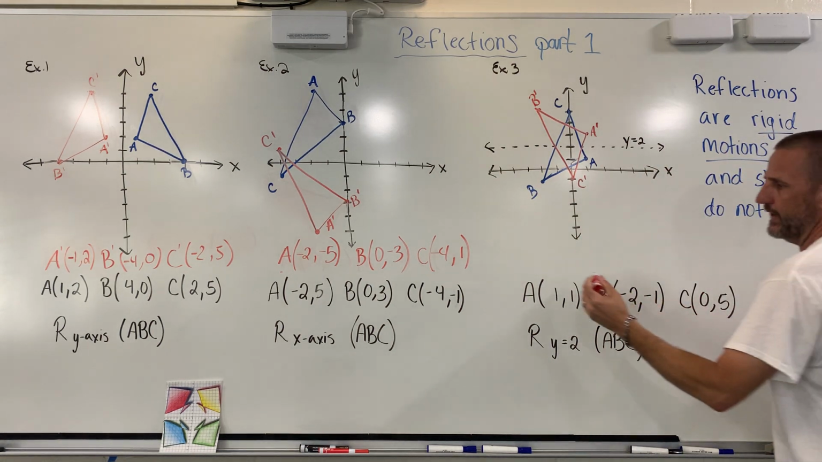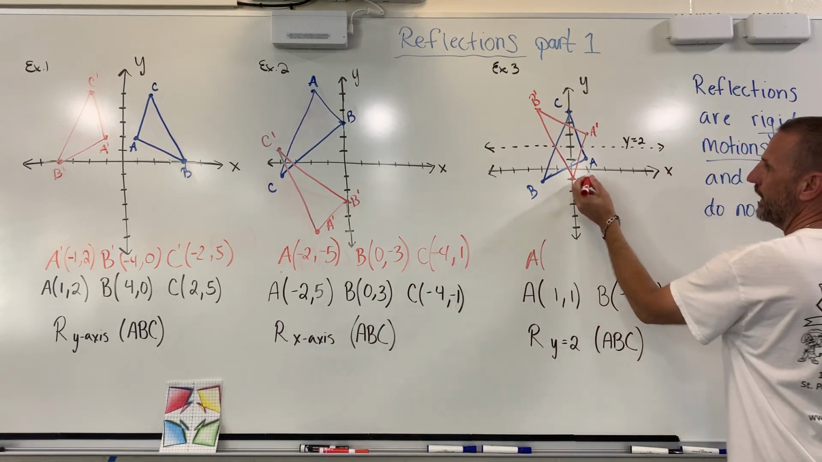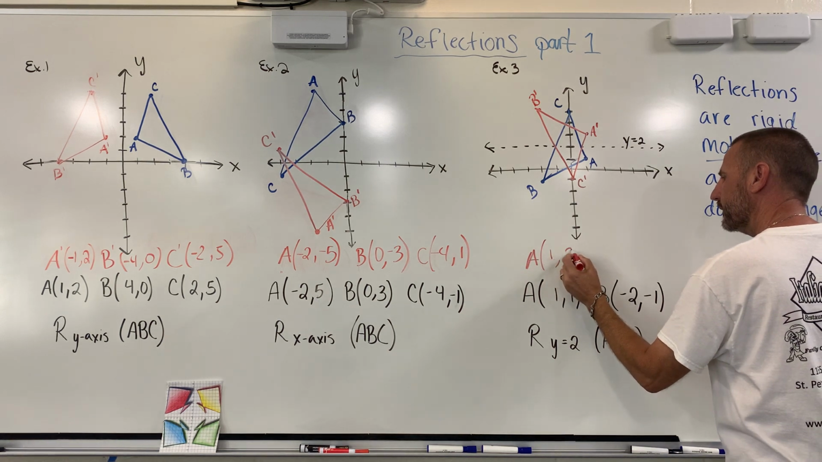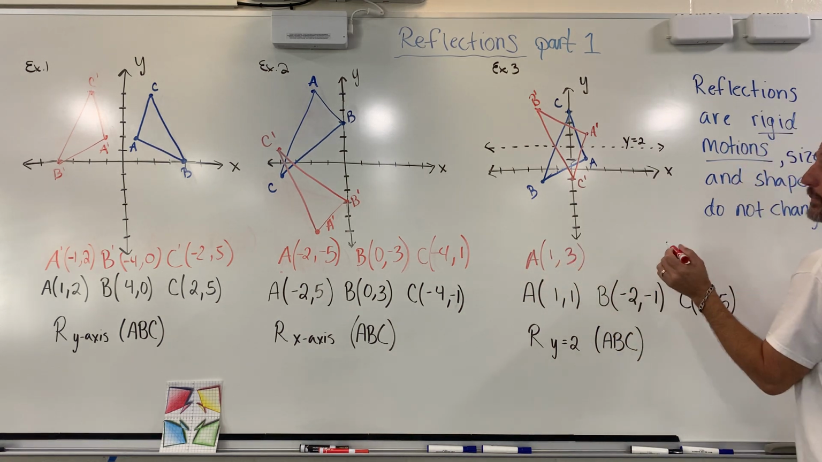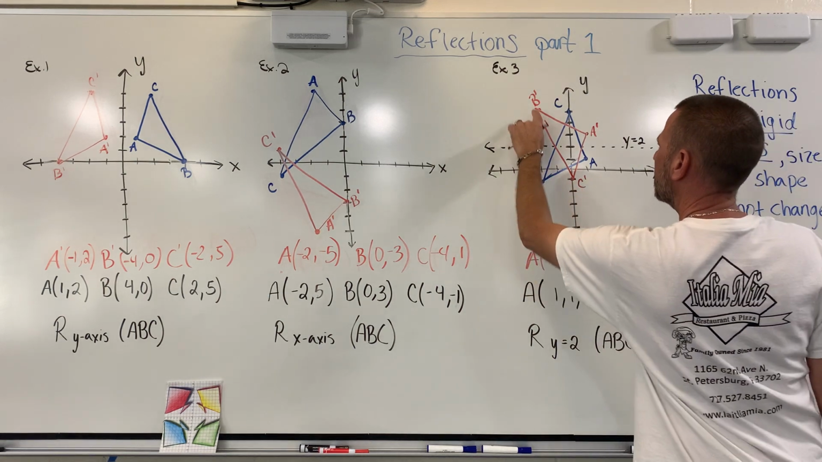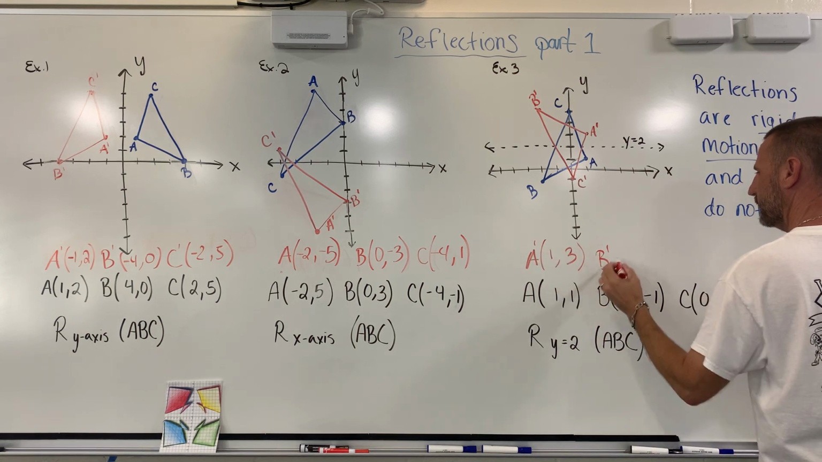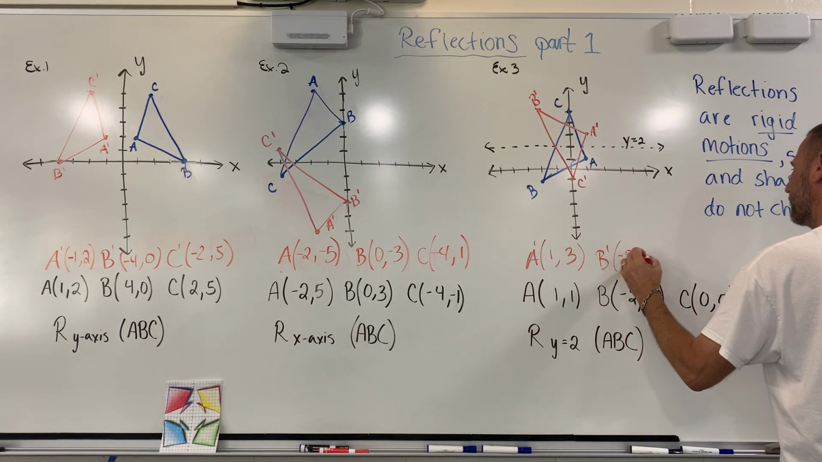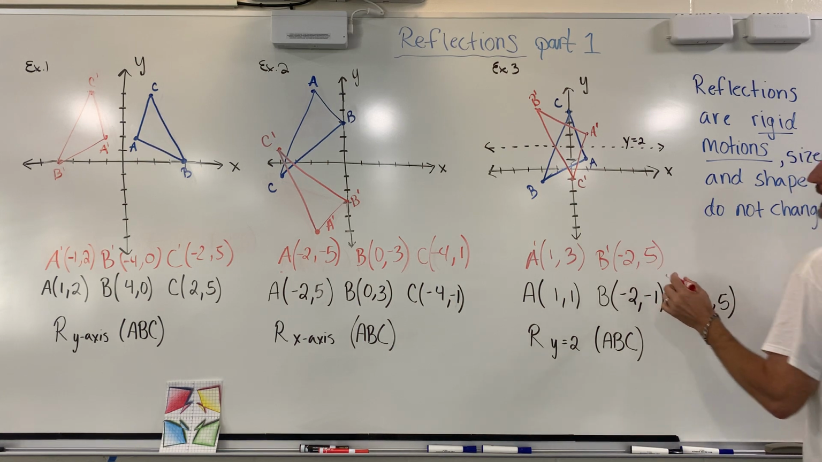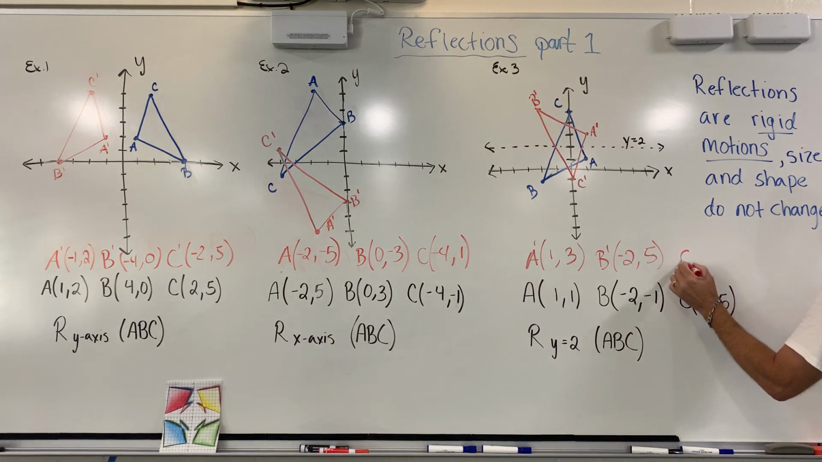Let's write down those values and see if we can see anything with them. Let's see, A is now at 1, 3. B is at -2, 5. And C is at 0, -1.